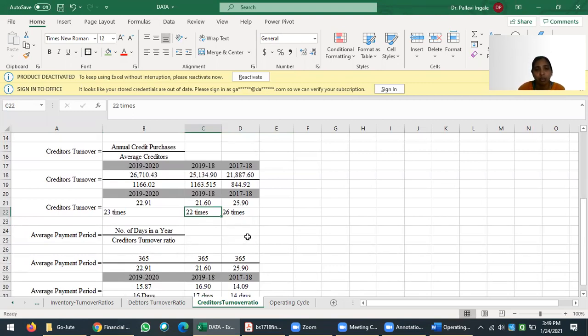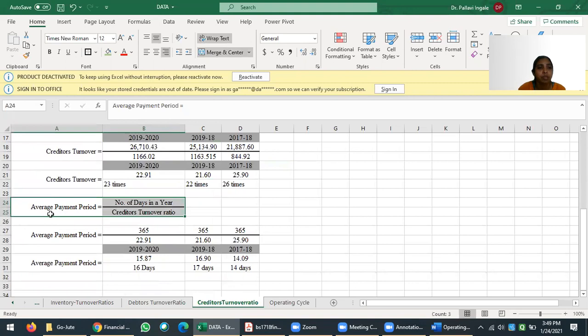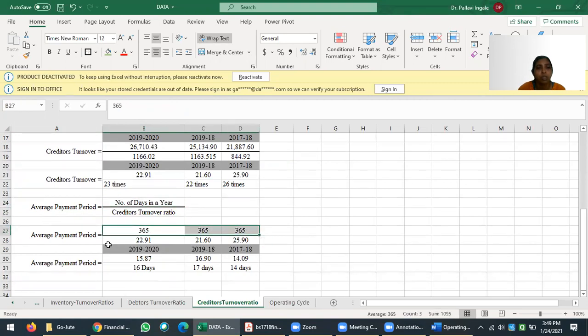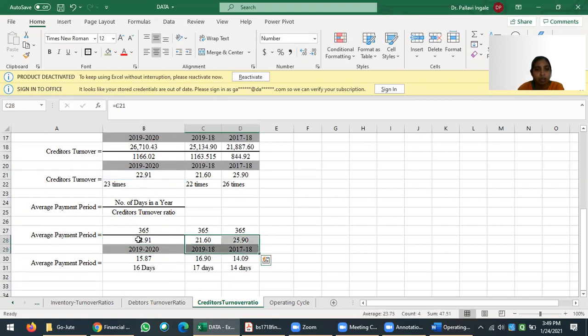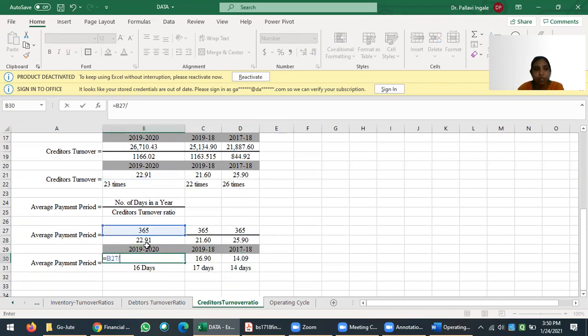So what to do with the data, means how to calculate that number of days period. So here is the formula: average payment period, number of days in a year divided by credit turnover ratio. This is 365 days, okay, divided by number of times. So this is the data, right? So here I am taking the same data from this place. I'll do it in front of you so you are able to understand. Okay, so now here 365 divided by, so I got this data.